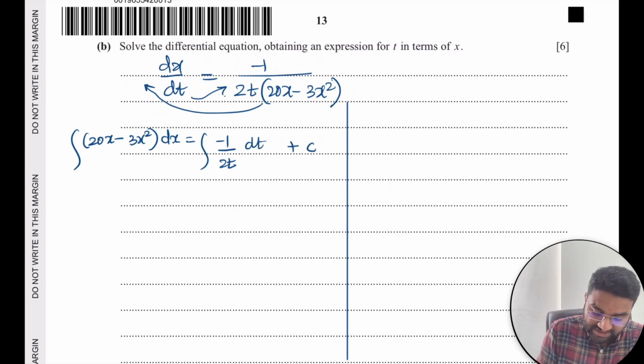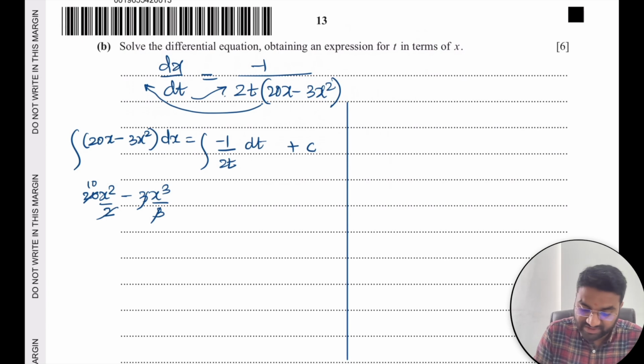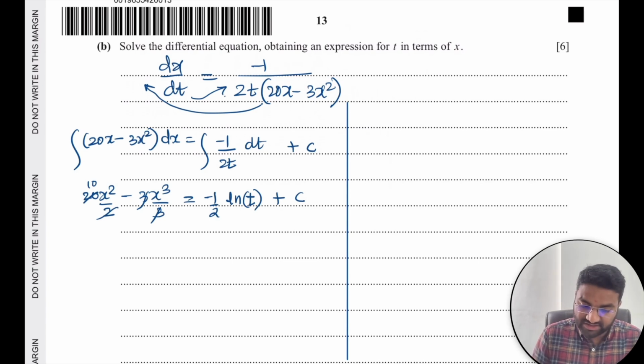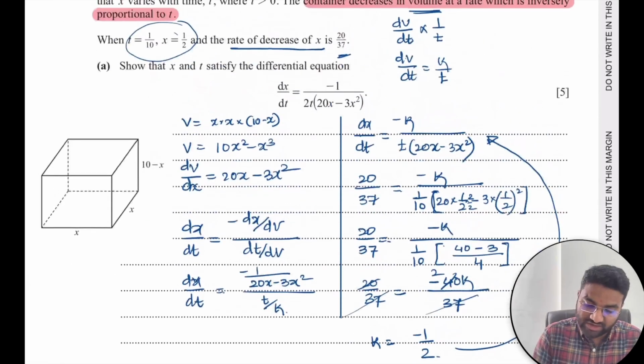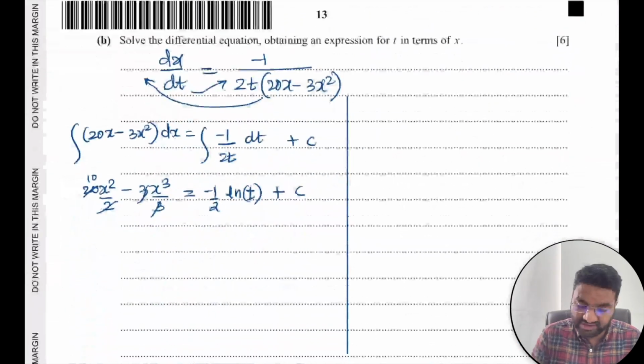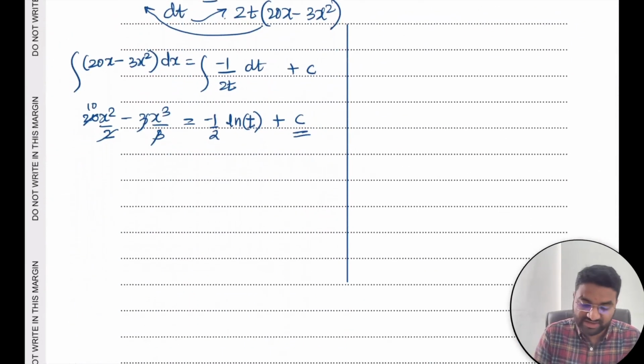So we will get here 20x square by 2 minus 3x cube by 3, the 3s get cancelled out here, is equal to minus 1 upon 2 ln of t. Here we can take plus c. Fine. Now we have to use the same values as earlier. So earlier we had t is equal to 1 upon 10 and x is equal to 1 by 2. We have to substitute here to find out the value of c as well.